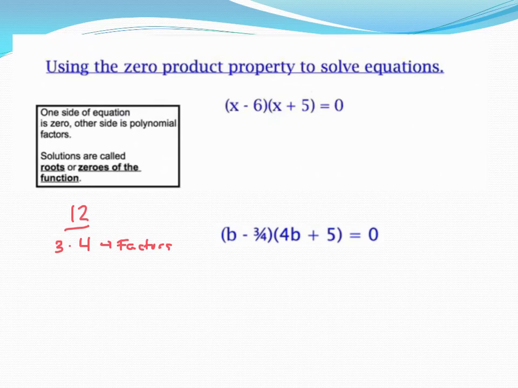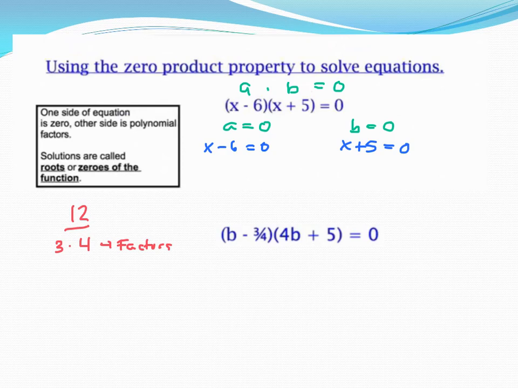Well, this is where I'm going to apply the zero product property. If I'm multiplying this, which you can consider a, and this, which is b, and I'm multiplying a times b and I get 0, there's two options. Either a is equal to 0 or b is equal to 0. So in this case I'm going to take each factor, x minus 6, and set that equal to 0, and then take x plus 5 and set that equal to 0.